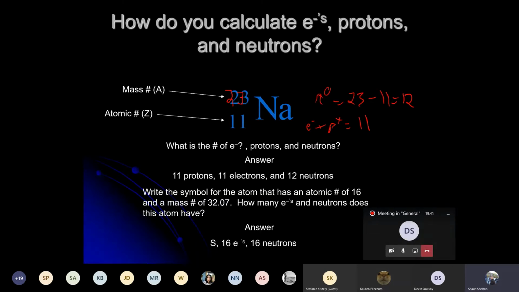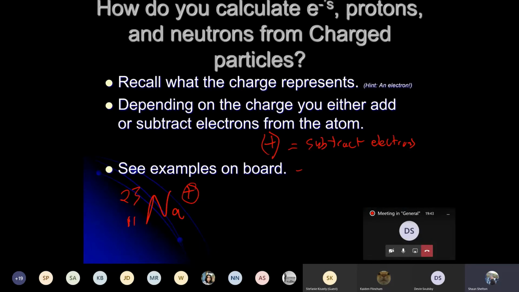Now, for a charged particle, so an ion in this case, if you have a positive charge like sodium does here, what you do is you subtract the electrons based off the charge. If you have a negative charge, then you're going to add the electrons. How do I know how many electrons to add or subtract? It's based off of the charge that you see right here. So in this case, it's +1.